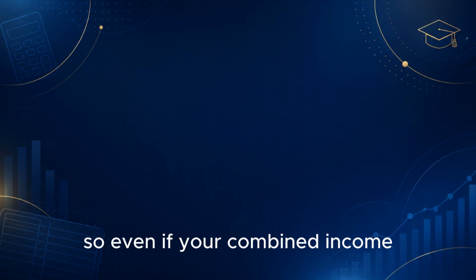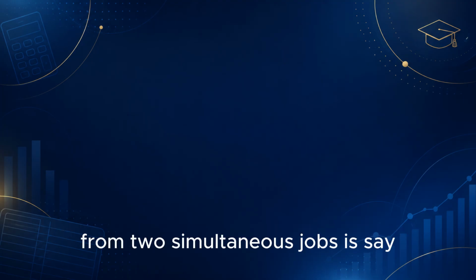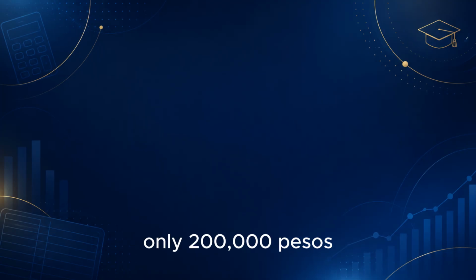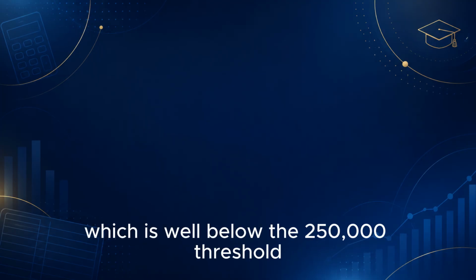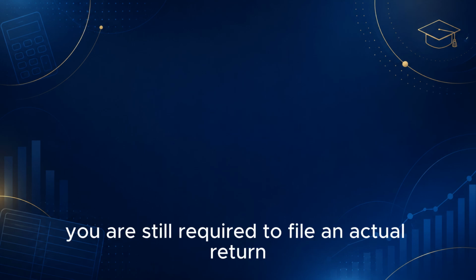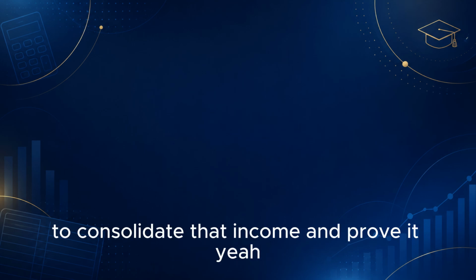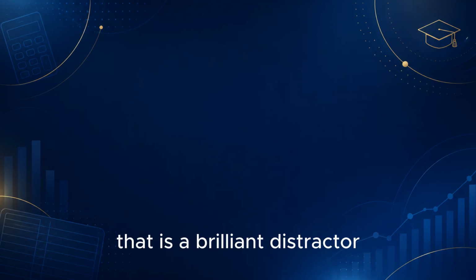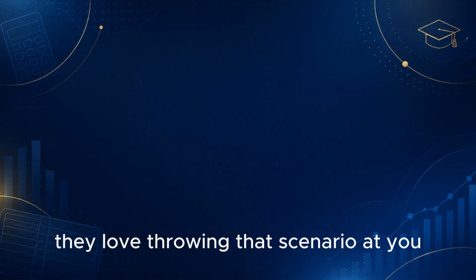So even if your combined income from two simultaneous jobs is, say, only 200,000 pesos, which is well below the 250,000 threshold, you are still required to file an actual return to consolidate that income and prove it. Yeah, that is a brilliant distractor in multiple choice questions. They love throwing that scenario at you.